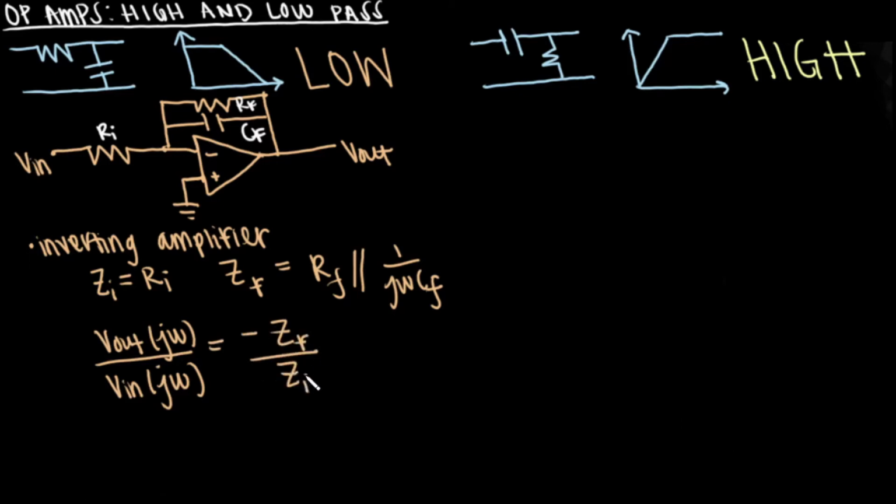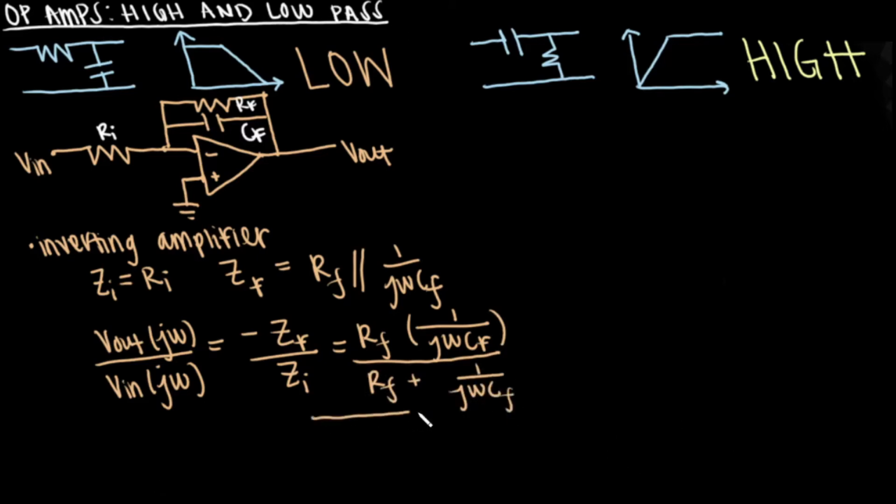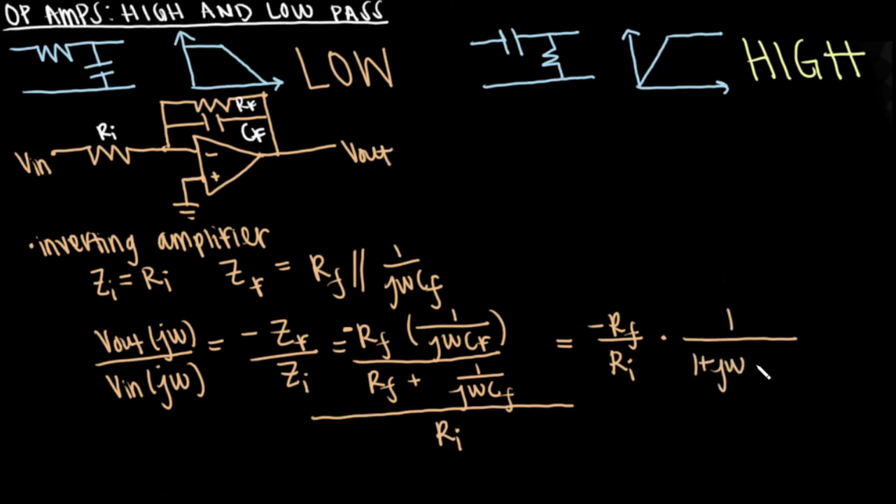We can say that Vout divided by Vin is equal to negative Zf divided by Zi, which is equal to the parallel combination of Rf times 1 divided by j omega Cf, divided by Rf plus 1 divided by j omega Cf, divided by Ri, which is the input impedance. Rearranging the equation, we get negative Rf divided by Ri times 1 divided by 1 plus j omega Rf Cf. If you didn't quite follow that, pause the video and work out the math on your own. In a minute, you'll see how to do it for the next example.